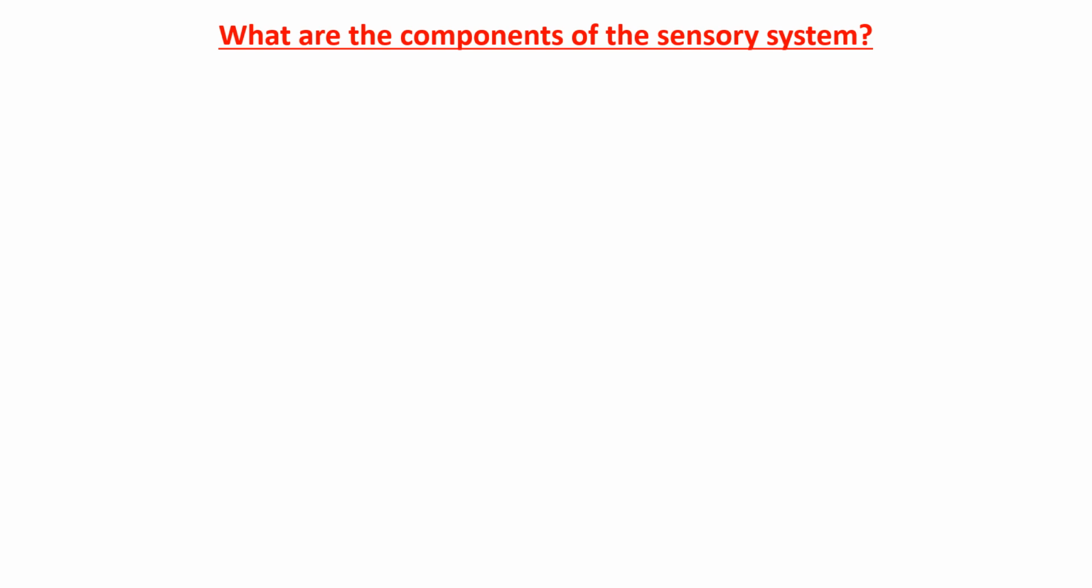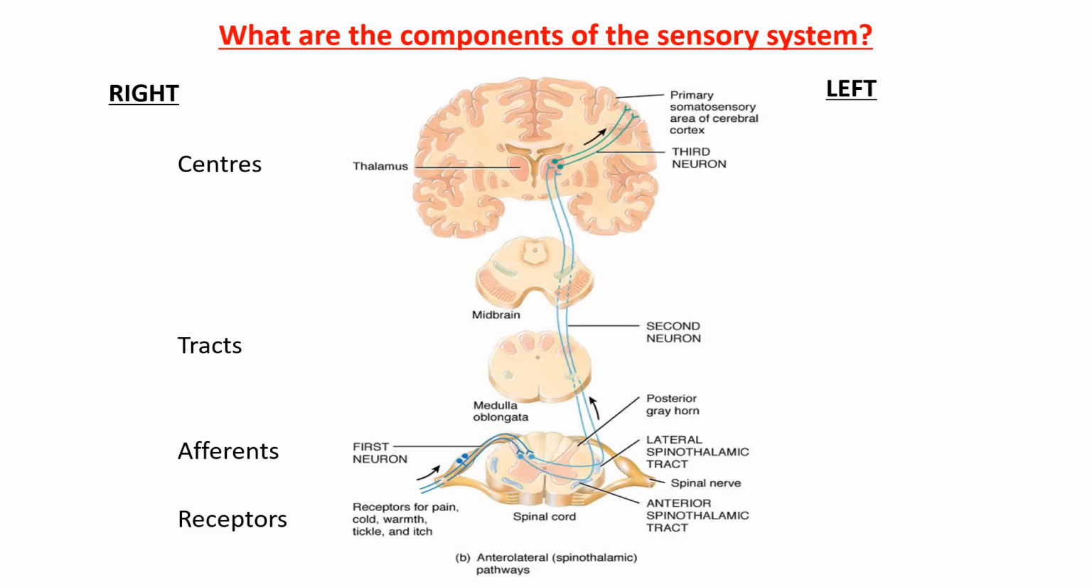So what are the components of the sensory system? Before I talk about the receptors, let's quickly look at the components of the sensory system. This diagram just depicts very broadly the main components of the sensory system. Of course, it starts off with a receptor. The receptor is then connected to a nerve, a neuron, and that becomes the first order neuron. So it carries impulses from the receptor into the spinal cord. So that's the first order neuron. So this is the afferent nerve.